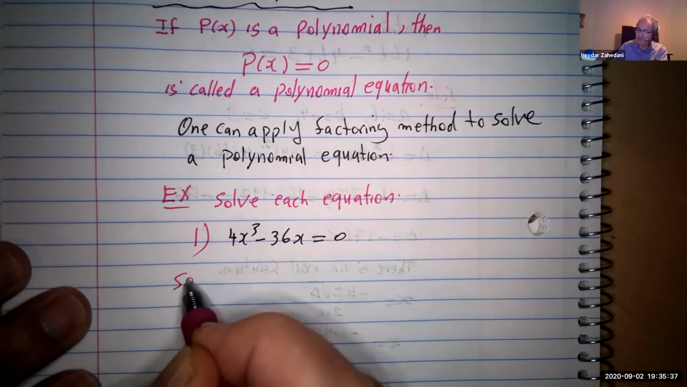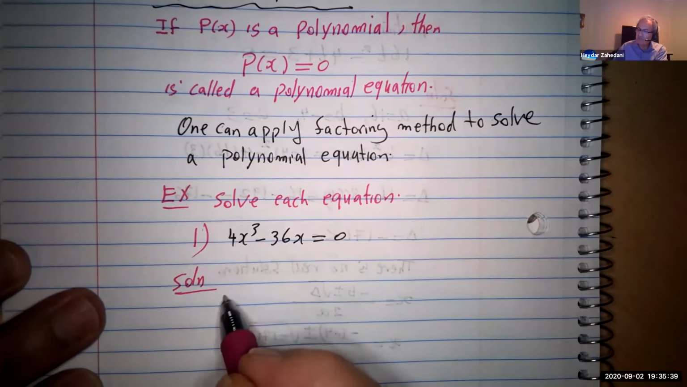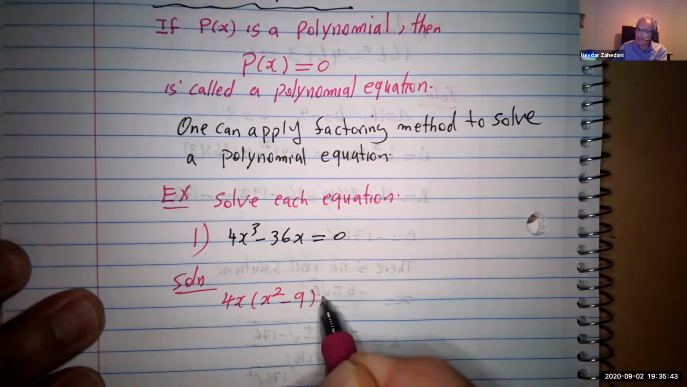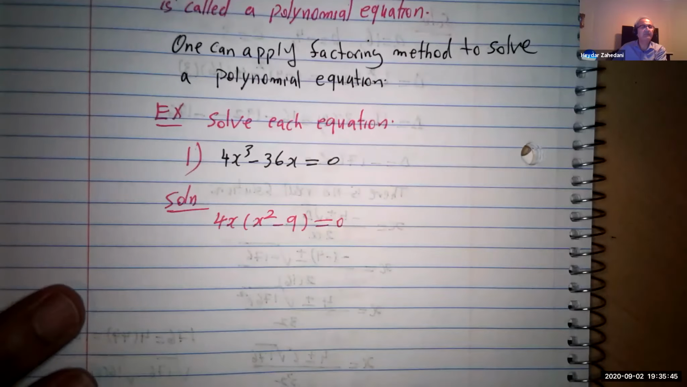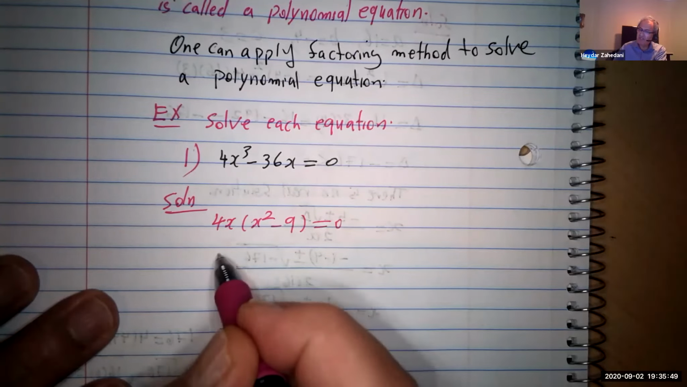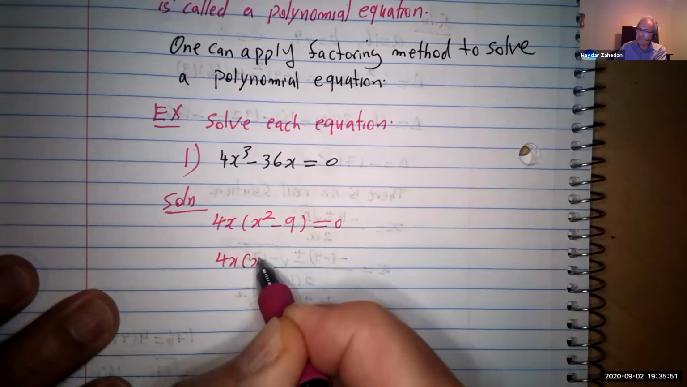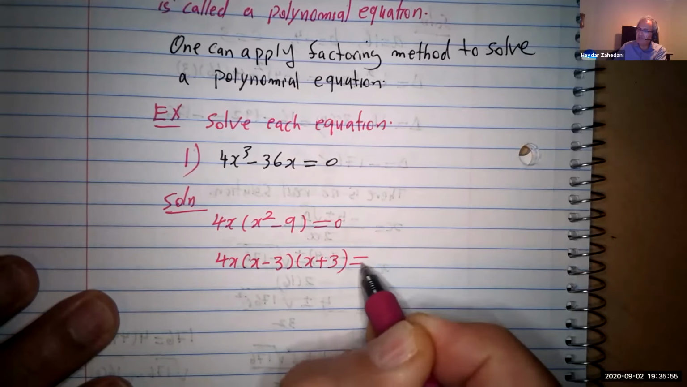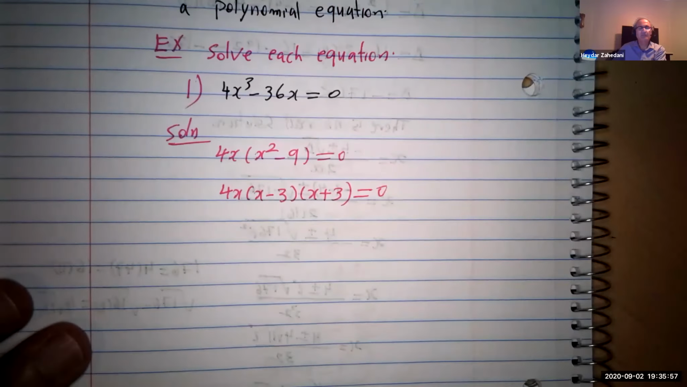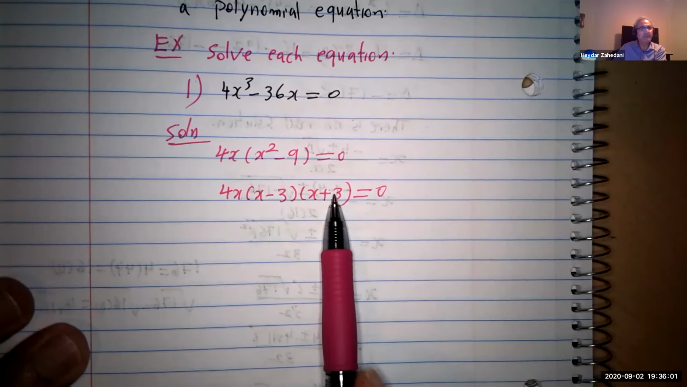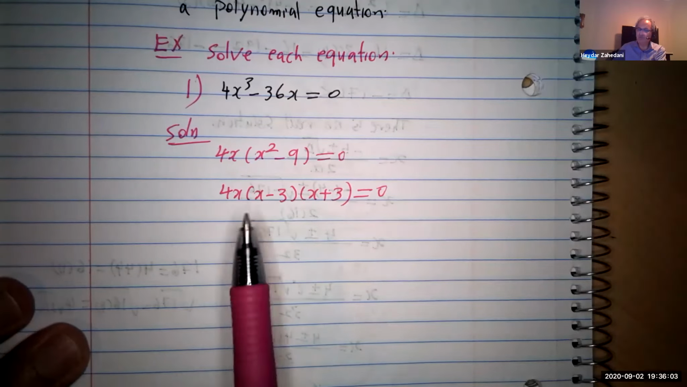So the solution would be, we pull out the 4x, so that gives x squared minus 9 equal to 0. You can stop or you can continue with the x squared minus 9. So it's going to be 4x times x minus 3 times x plus 3 equal to 0. So we have 3 factors: 1, 2, 3. Each factor would give you one solution.